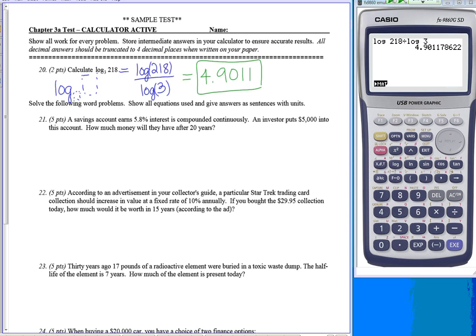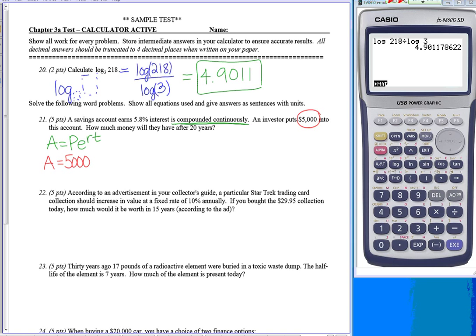In number 21, I have a savings account that earns 5.8% interest. It's compounded continuously. So that's our cue that we need to use the A equals P e to the RT formula. We have an investor that is going to put $5,000 into his account. So $5,000 would be the principal, or the initial amount. We're trying to look at what they have in the end.